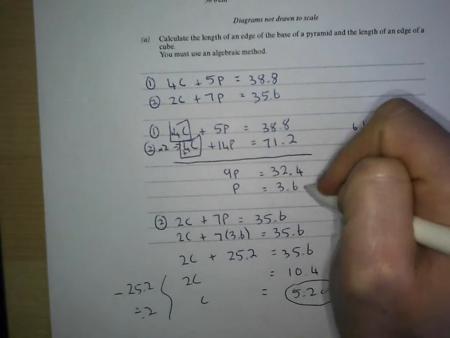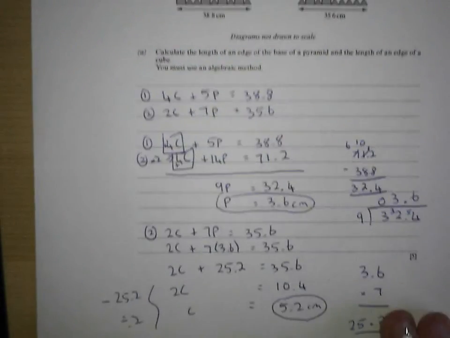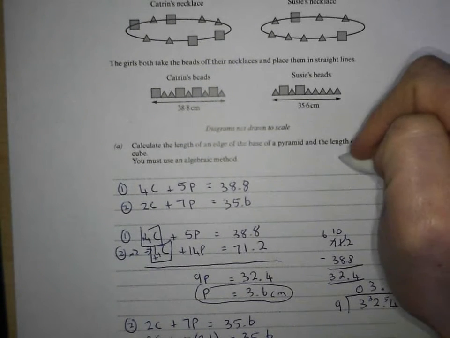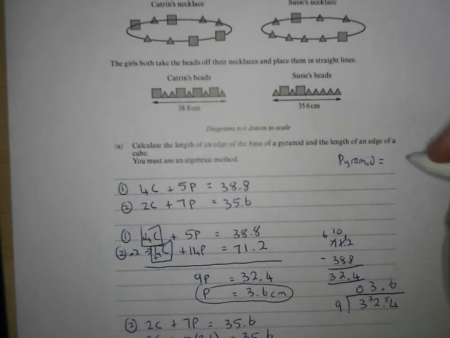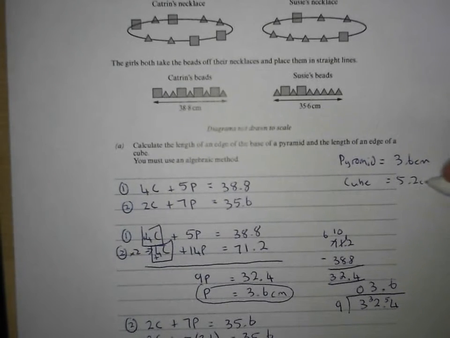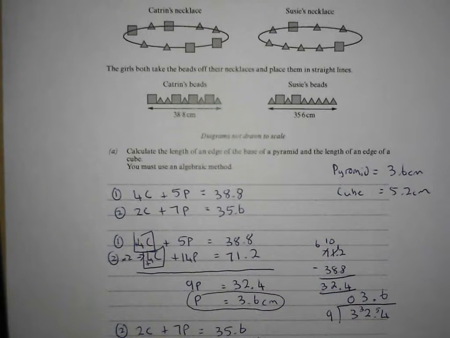Now, as I've said all the way through, it's up to you whether you want to gamble on this one. For a start, we've actually got to write our answer. So I'm going to have to put pyramid, because we've made up the P and C, remember. Pyramid is 3.6 centimeters. Cube is going to be 5.2 centimeters. Best way is to check, and to check using one that you haven't used already.